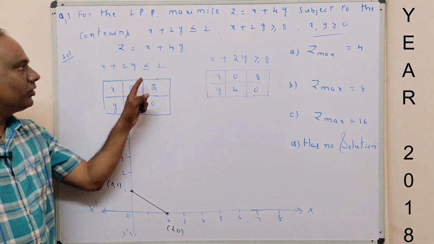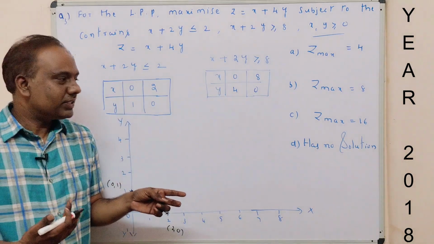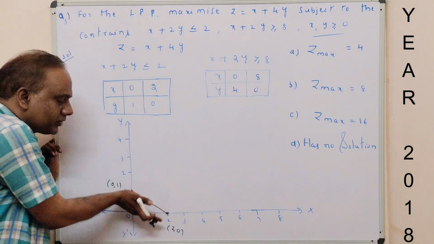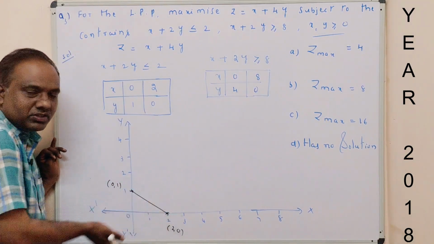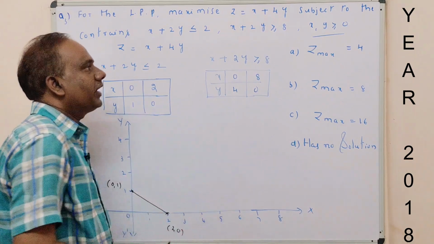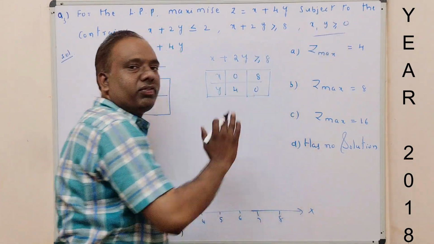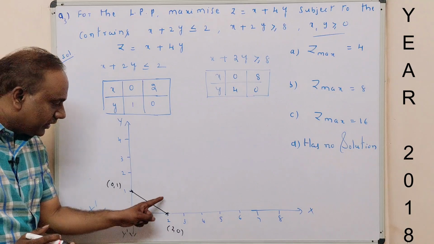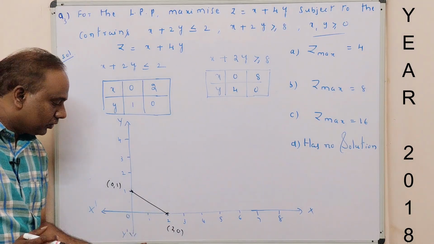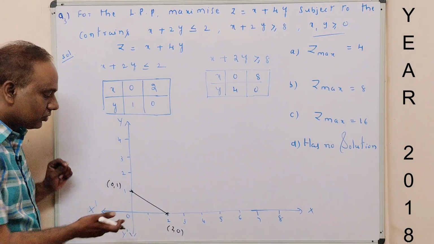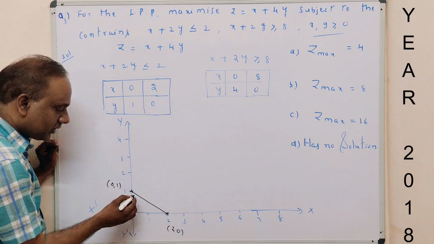So 2 comma 0, it is less than or equal to. Less than or equal to means downwards to the origin. And actually this means only the first quadrant. That means here only you can draw the graph. Don't go here, here and here. So less than or equal to means downwards to origin, and that means here.